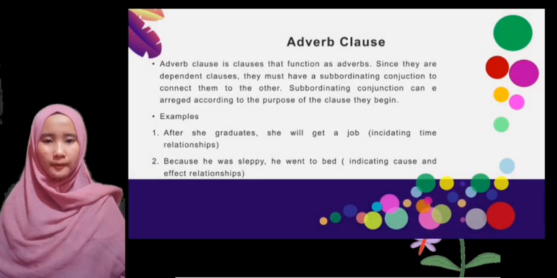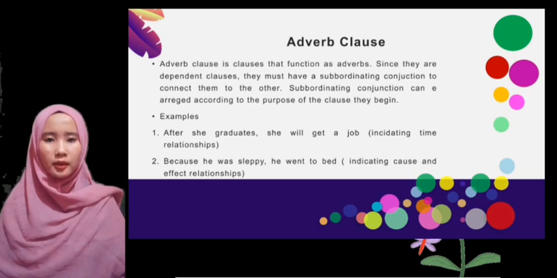Adverb clause. Adverb clauses are clauses that function as adverbs. Since they are dependent clauses, they must have a subordinating conjunction to connect them to the other clause. Subordinating conjunctions can vary according to the purpose of the clause they begin. Example: 1. After she graduates, she will get a job. 2. Because he was sleepy, he went to bed.